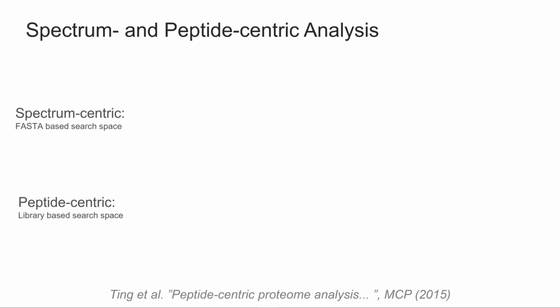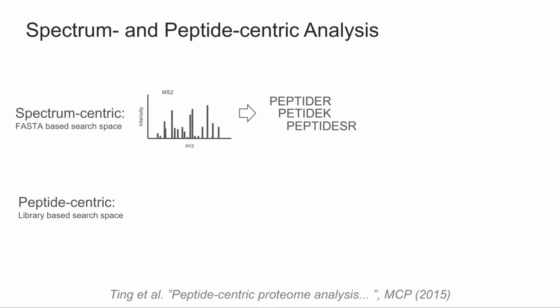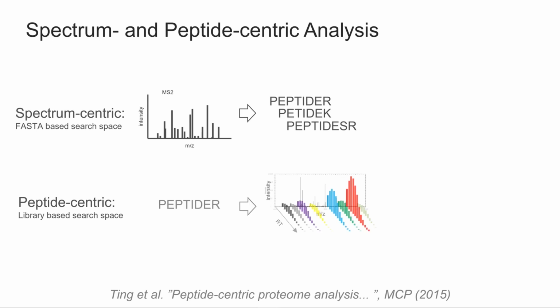Now, what is this spectrum and peptide-centric analysis of DIA data? Let's first start with the spectrum-centric DIA data analysis. In the spectrum-centric DIA analysis, you start with your spectra and you query your search space using the spectra. Here the search space is depicted with these three peptides. Now, in contrast to that, for the peptide-centric analysis, you start with your peptide in your, for instance, library, and you query your spectra using this peptide.